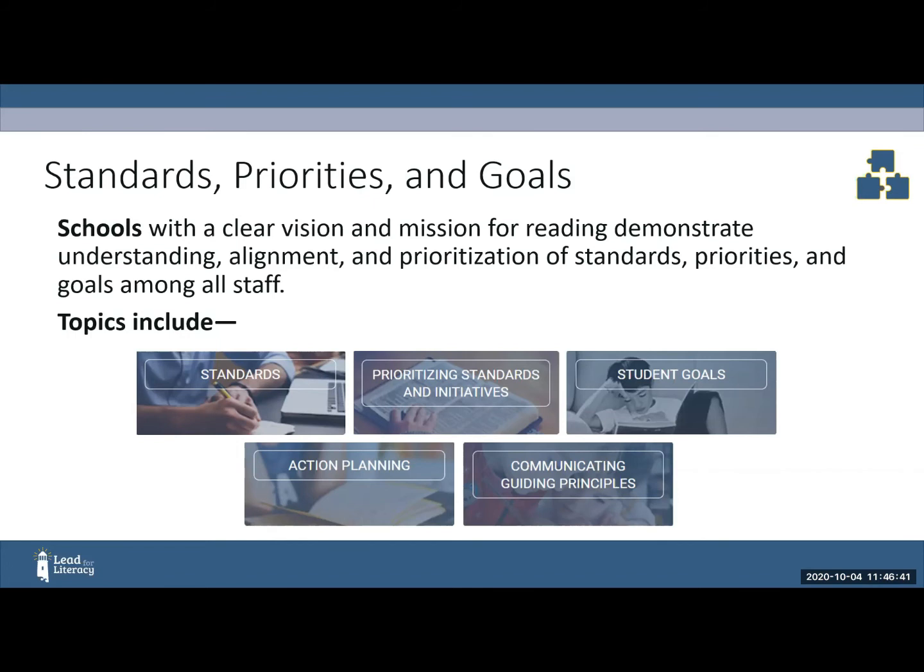Schools that have a clear vision and mission for reading understand, align, and prioritize standards, priorities, and goals among all staff. Standards drive reading instruction and intervention and must be commonly understood by all reading teachers and support staff. To provide a strategic focus, effective school leaders prioritize the standards that are most relevant to student learning and align those standards with school initiatives.